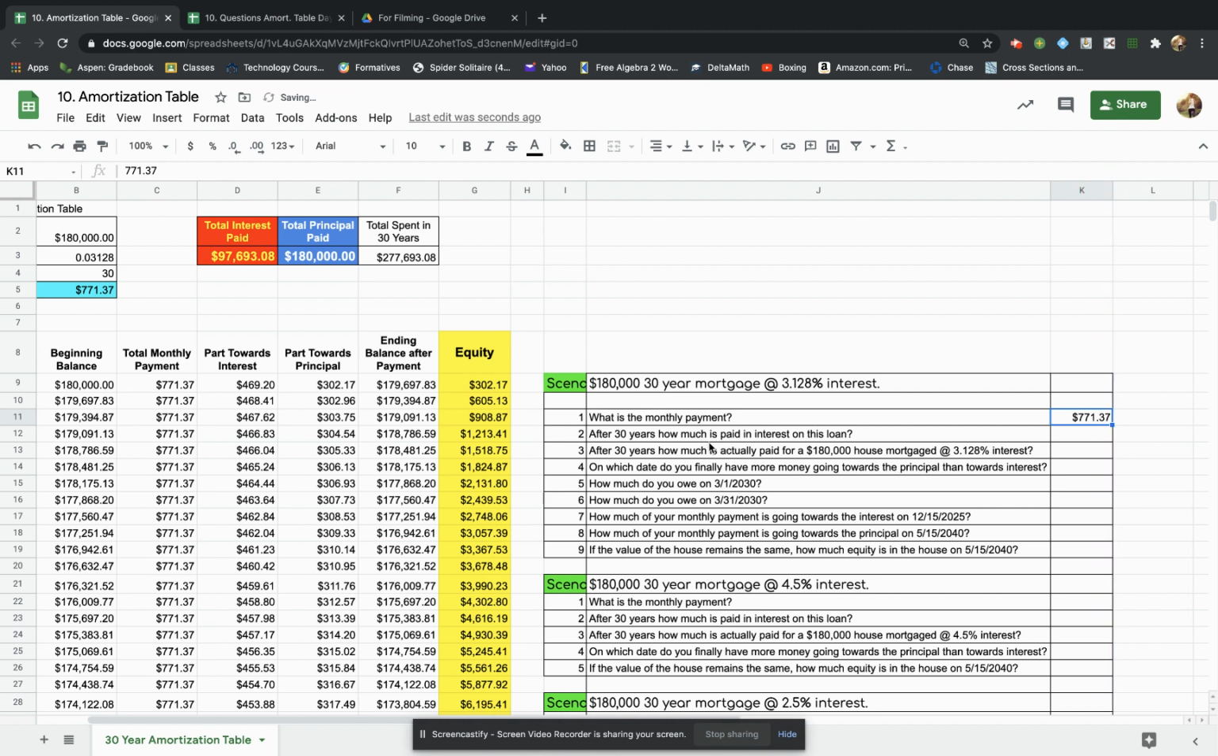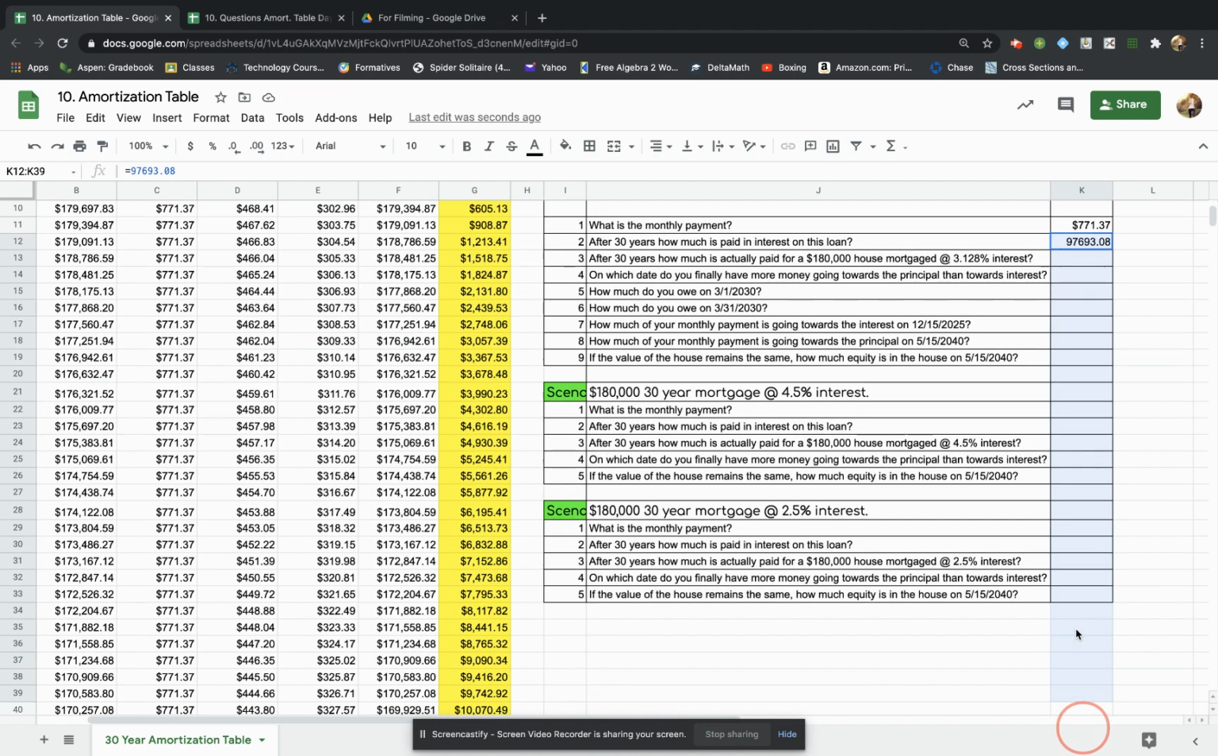Okay, next question. After 30 years, how much is paid in interest on this loan? Right there. $97,693. So we figured that out already too. 97,693.08. Highlight this whole row and make it money so I don't have to keep hitting the money symbol. Let's make it money. There we go.